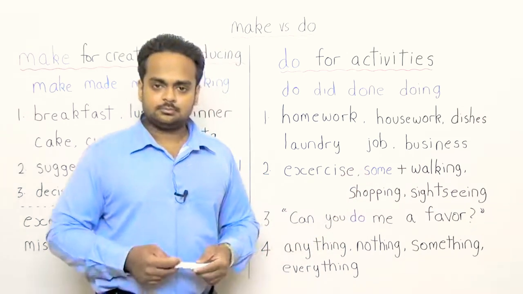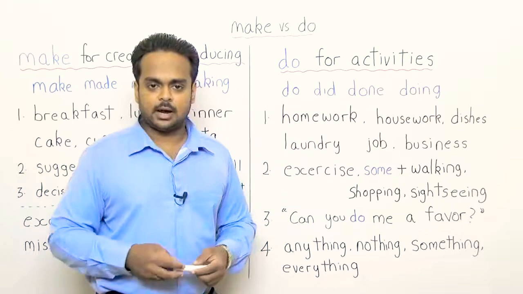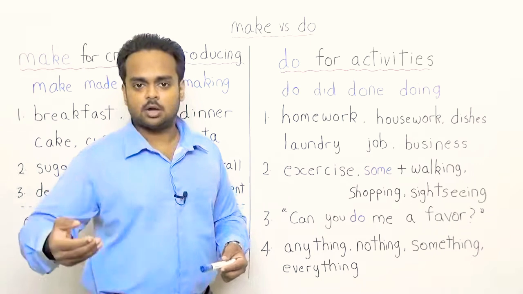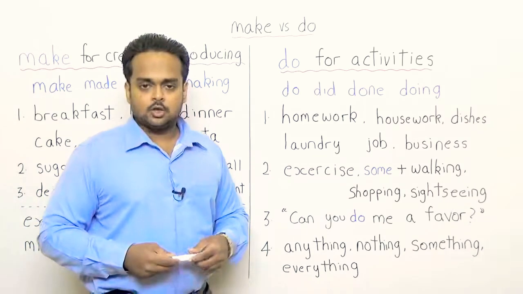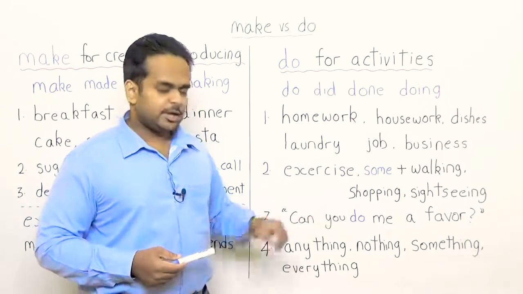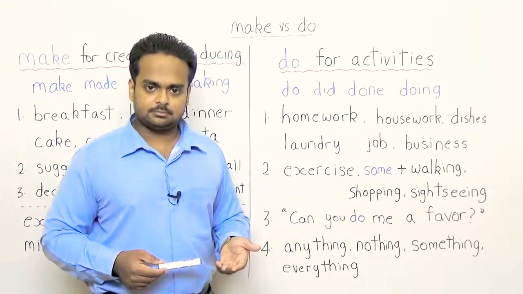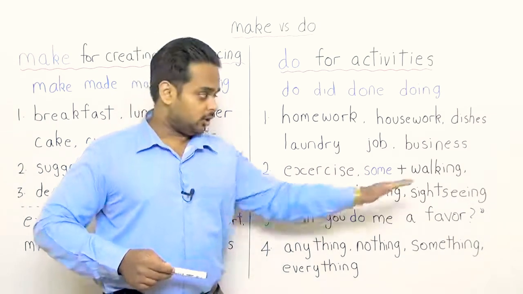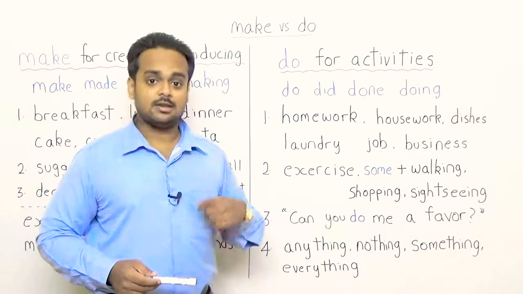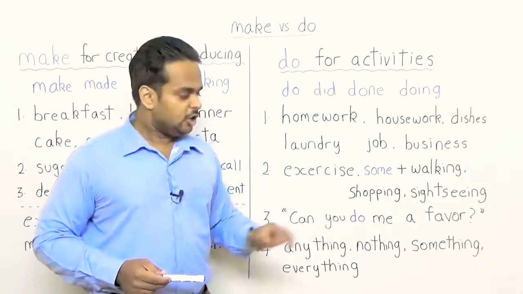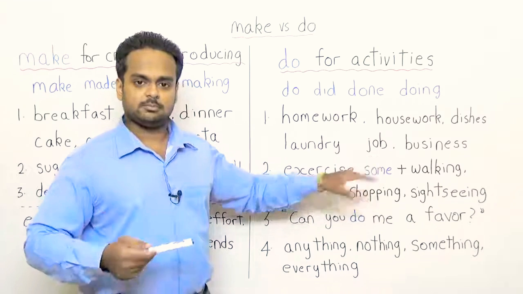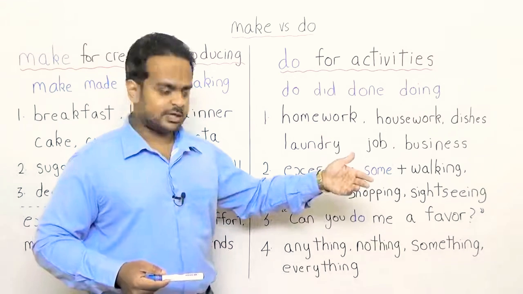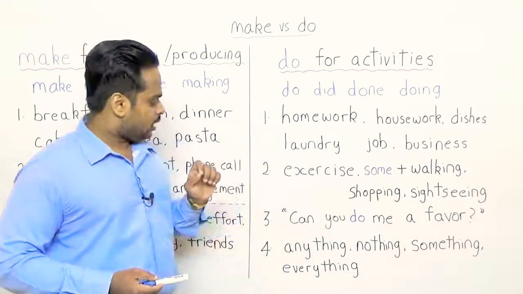For example, yesterday evening I had some free time, so I did some walking around the neighborhood. Tomorrow, if I have time, I might do a little bit of shopping. When I went to Spain on vacation with my family, we did a lot of sightseeing. Okay? We did a lot of sightseeing. So this is a very useful form that you can use. Do, and then a quantity expression like some, a lot of, etc., and then an ing form.